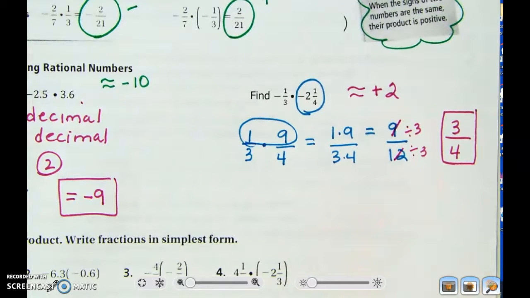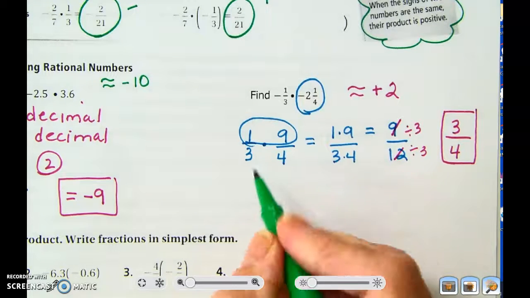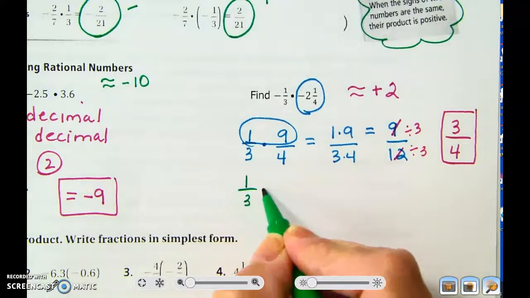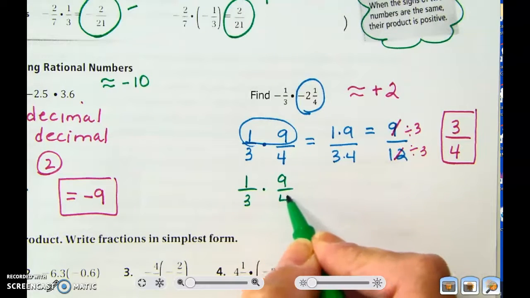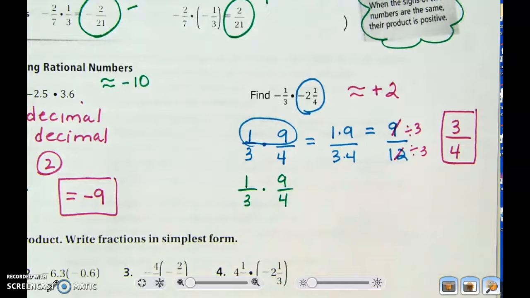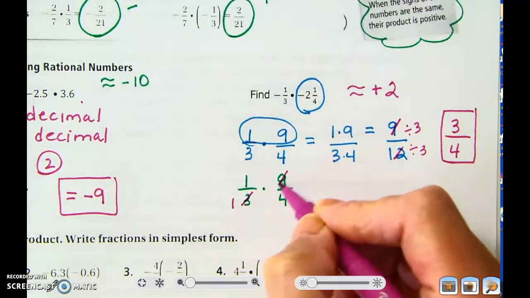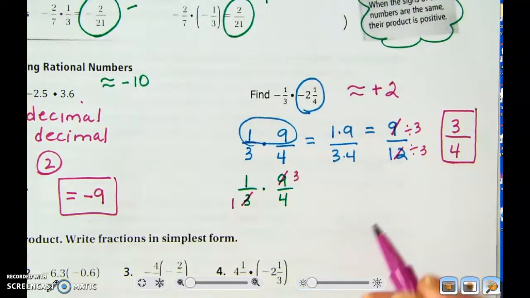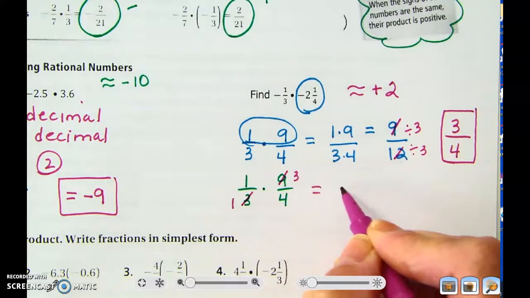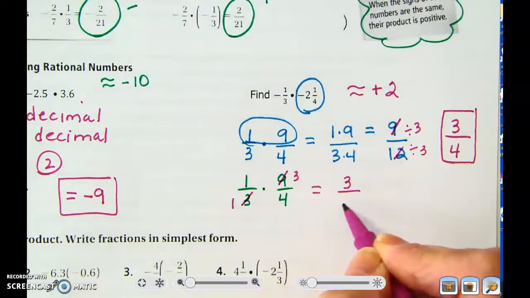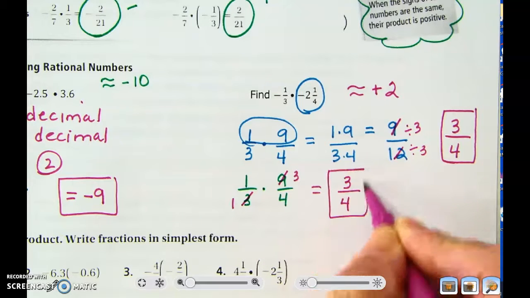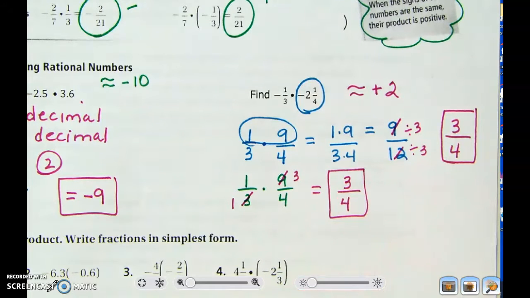Now, a different way to do this would be right here when I have 1/3 times 9 over 4. I can recognize right away that if I take out a 3, or divide by 3 down here, and divide by 3 here, my answer gets simplified. 1 times 3 and 1 times 4. Okay, so either way is fine. You can simplify ahead of time or simplify in the end.